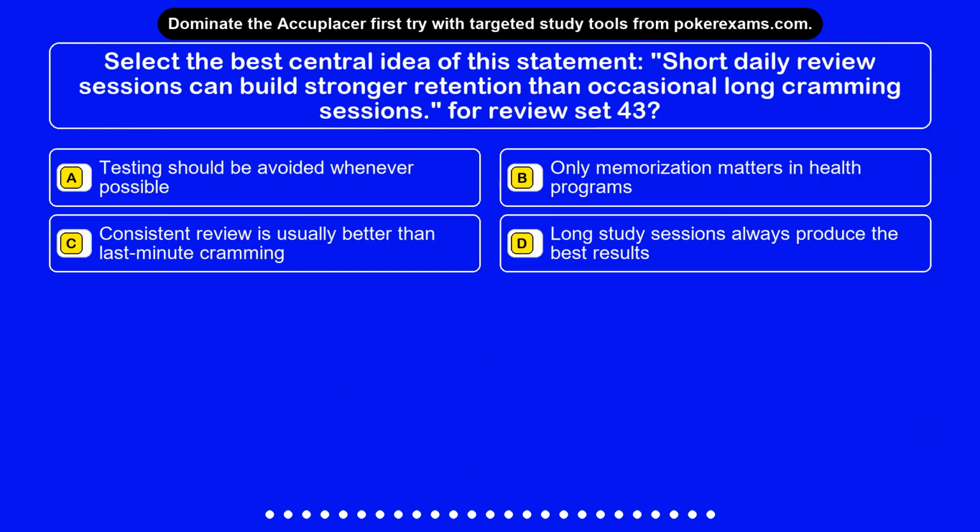Question 13. Select the best central idea of this statement. Short daily review sessions can build stronger retention than occasional long cramming sessions. For review set 43. Option A, testing should be avoided whenever possible. Option B, only memorization matters in health programs. Option C, consistent review is usually better than last-minute cramming. Option D, long study sessions always produce the best results.